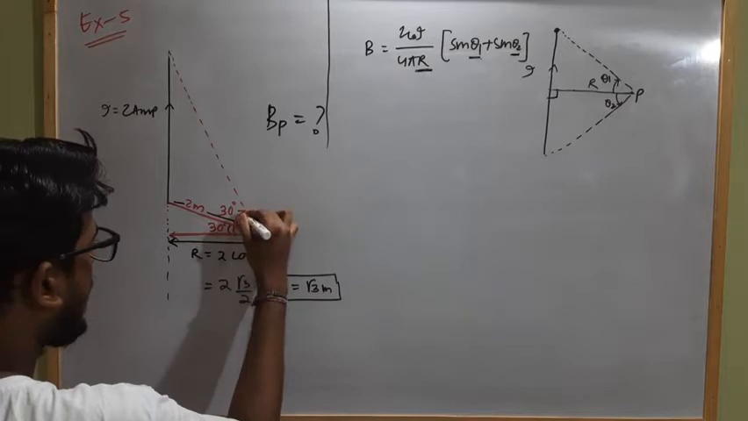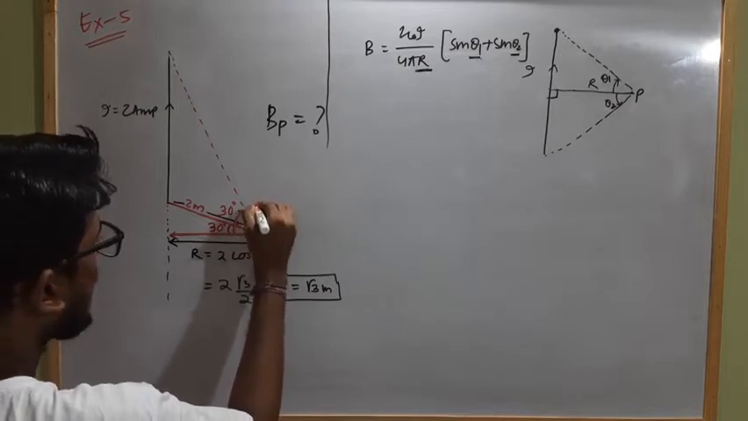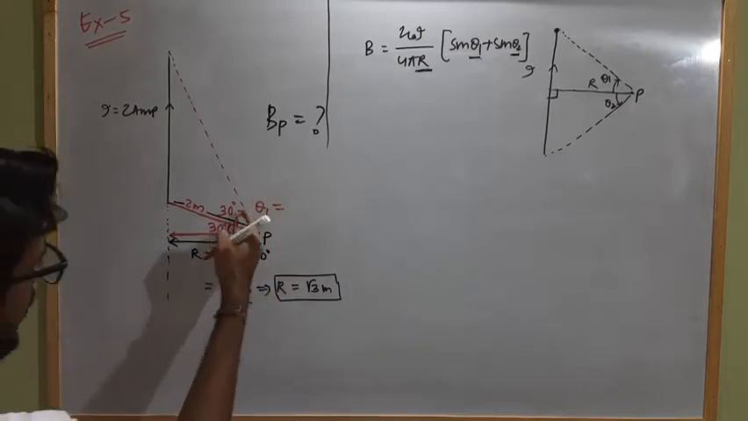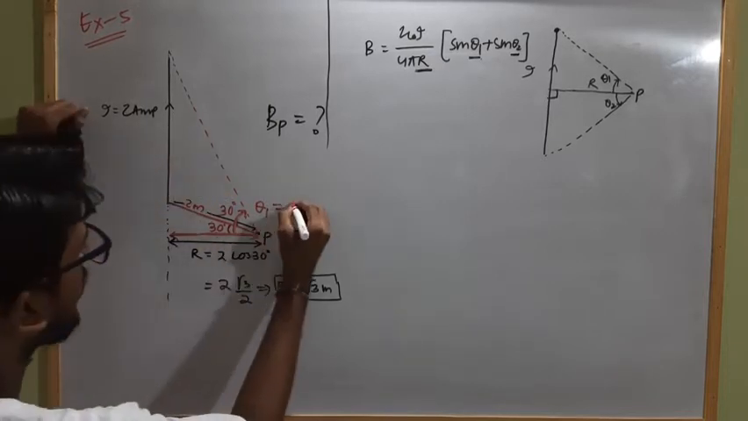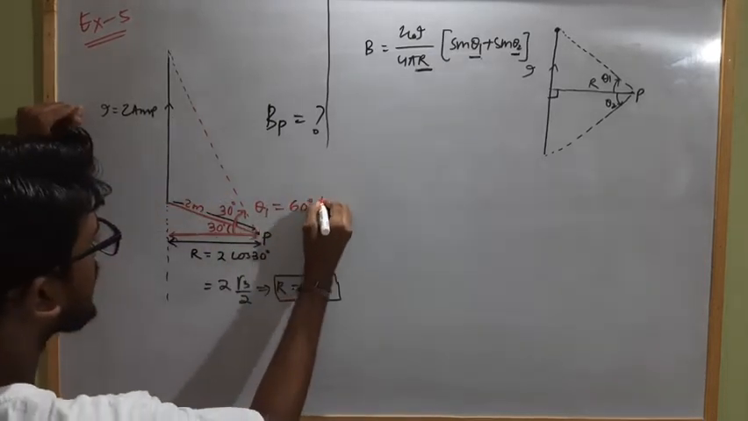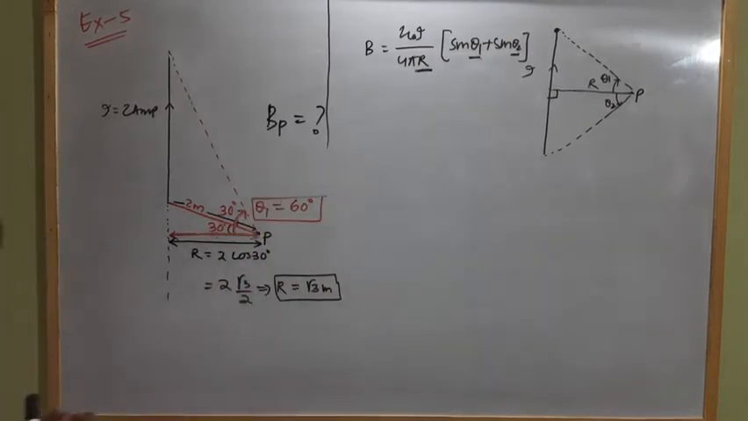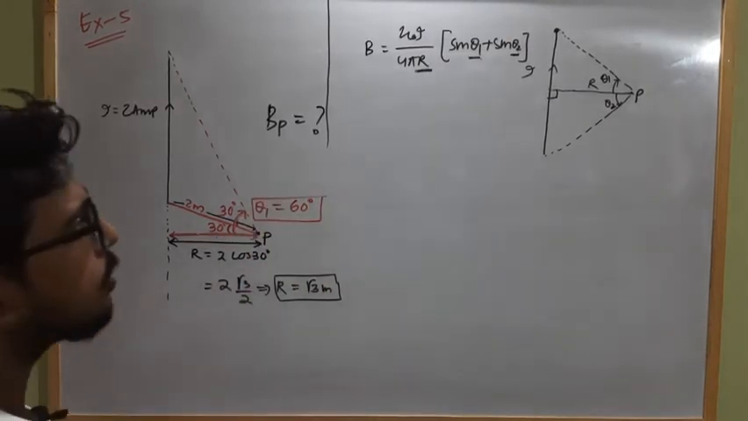So this will be the total. This total angle will be the value of what? Theta1. So for this case, what is the value of theta1? This small angle is 30 and this much angle is 30, so theta1 will become 60 degree. Clear?